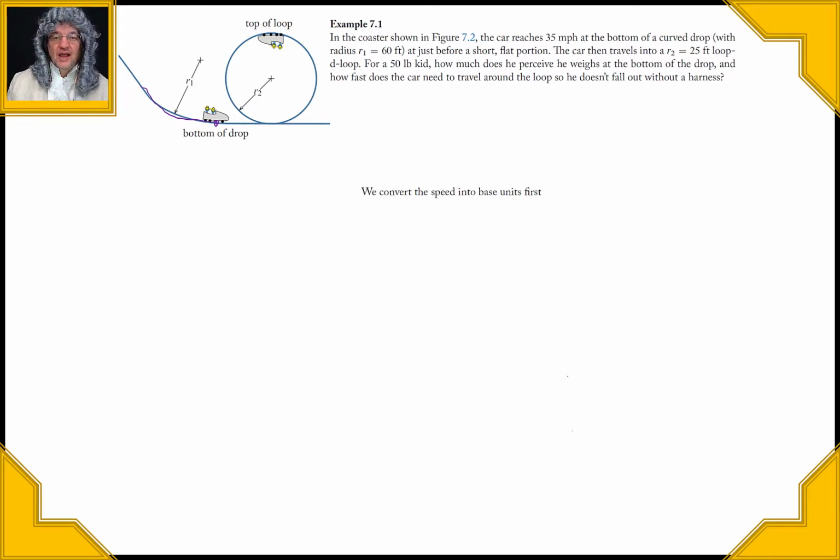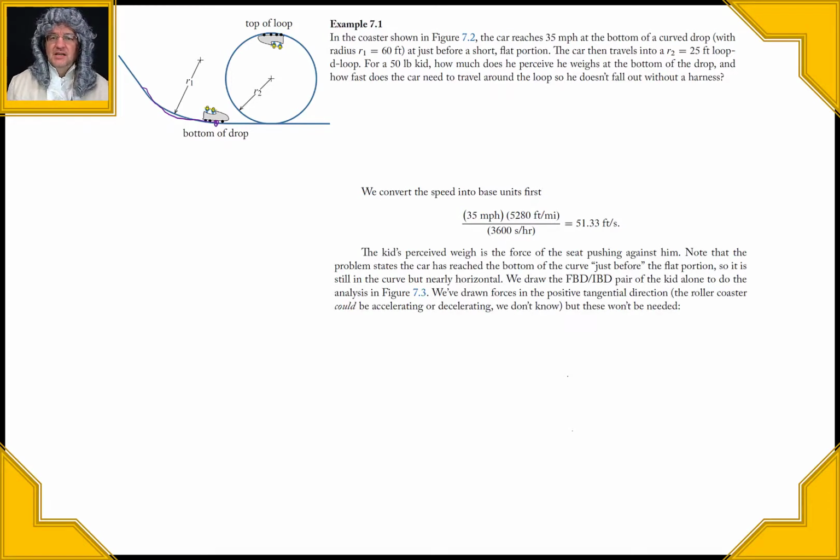So we'll start out by converting the 35 miles per hour into feet per second, right? So we multiply by the 5,280 feet per mile. That's how many feet are in a mile. And then divide by 3,600 seconds per hour, right? 60 times 60, right? 60 seconds, 60 minutes. There you go.